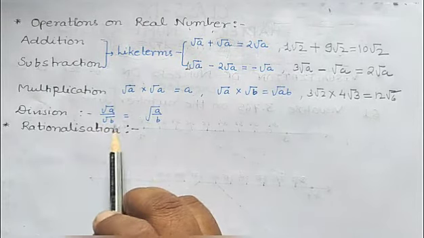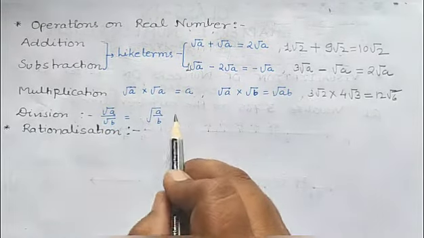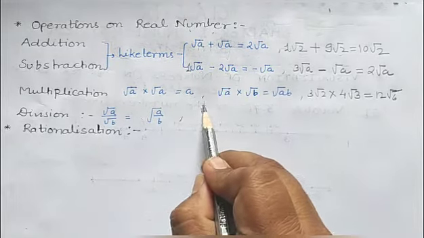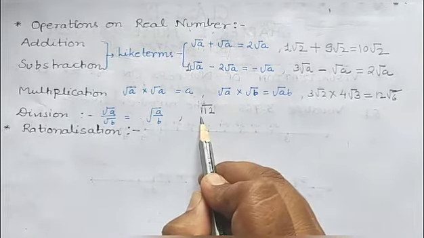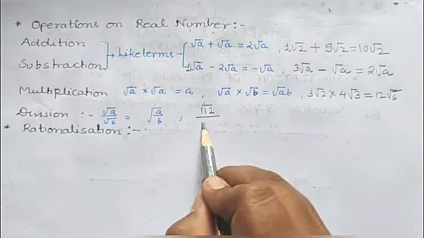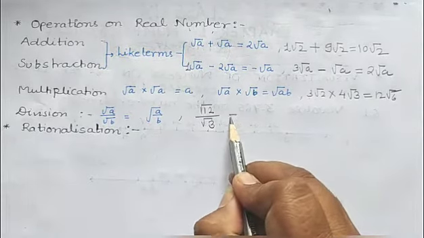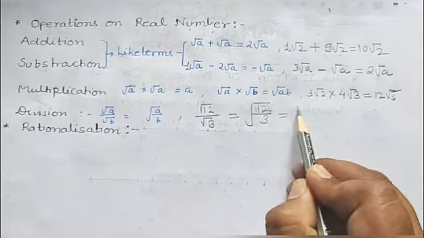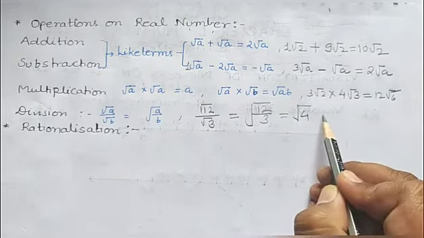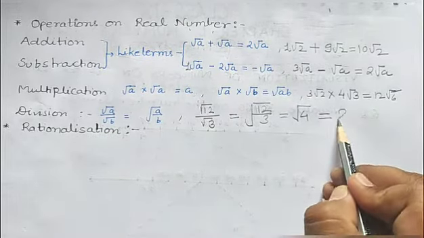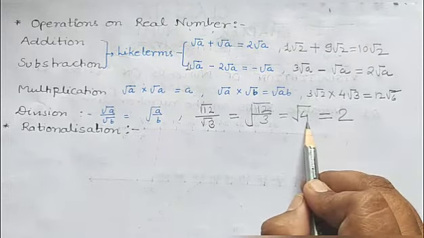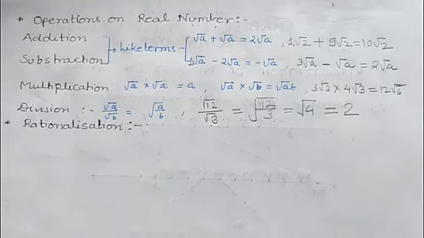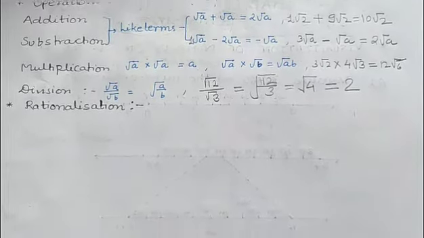Division: under root a upon under root b, it is the whole under root a upon b. For example, if under root 12 is there, and under root 3 is there, so you can write it under root 12 upon 3, it will be under root 4, and under root 4 you can write directly 2, because you know that 4 is the square of 2. Okay, so like this we will add, subtract, multiply and divide.